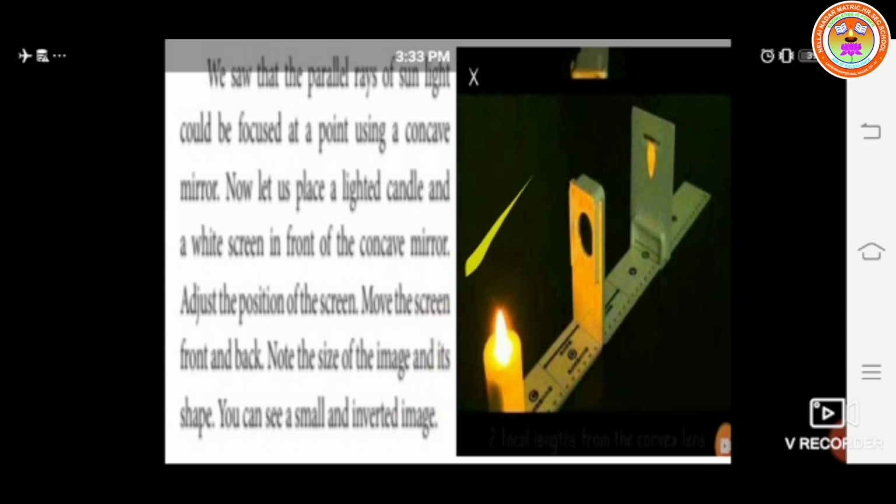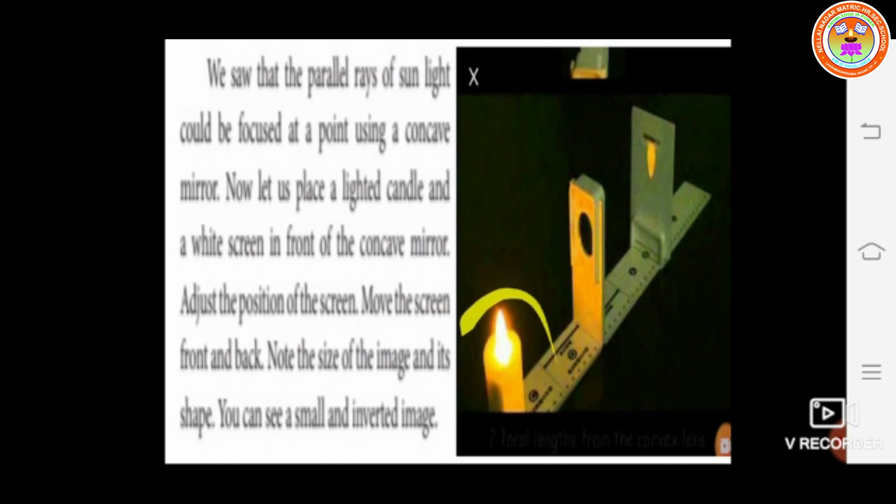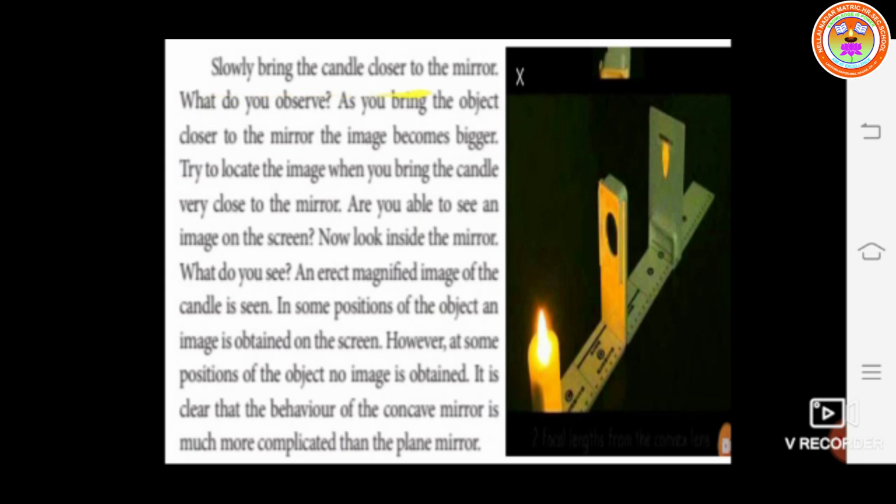The diagram is also shown. Here we placed one concave mirror, one candle, and on the other side one screen, and an inverted image is produced. Slowly bring the candle closer to the mirror. What do you observe? As you bring the object closer to the mirror, the image becomes bigger. Try to locate the image when you bring the candle very close to the mirror.